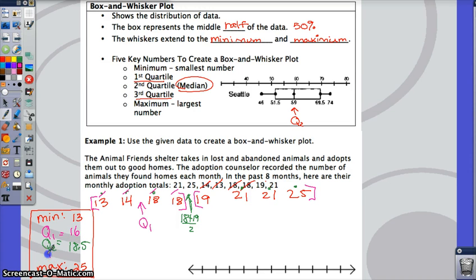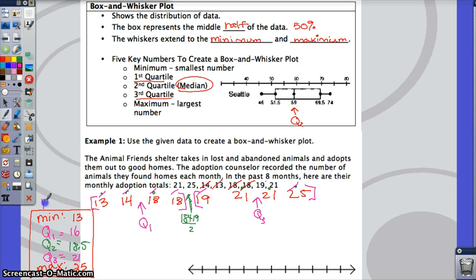Find your Q3. Again, the middle of the upper half now, so cancel out 1 on each side, and it's going to be the middle of 21. But the middle of 21 and 21 is just 21. Now we're ready to create our box and whisker plot.